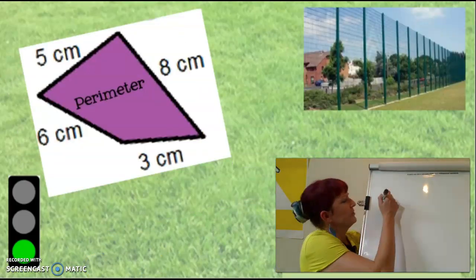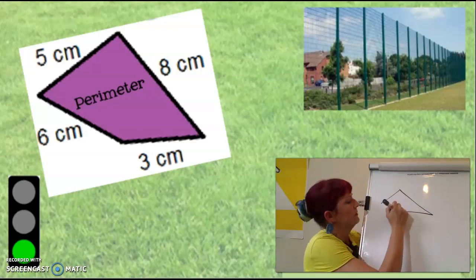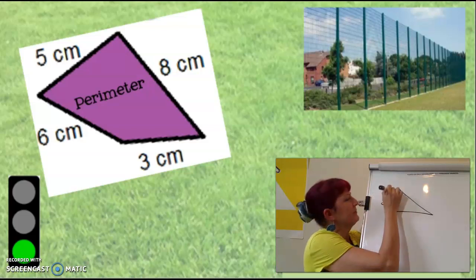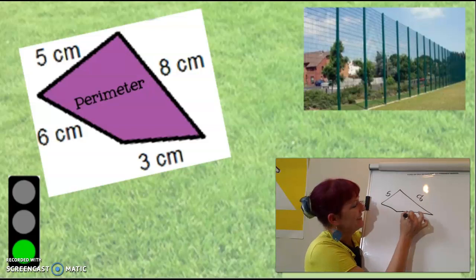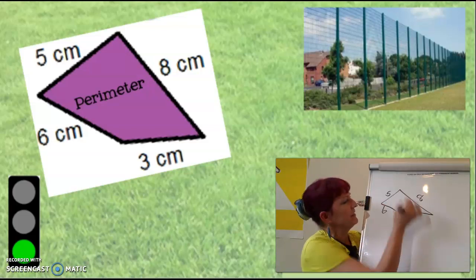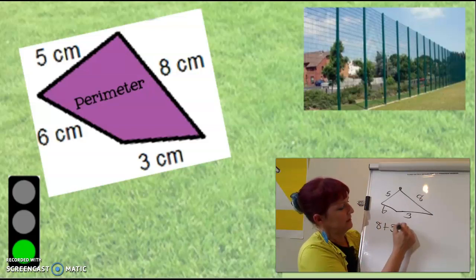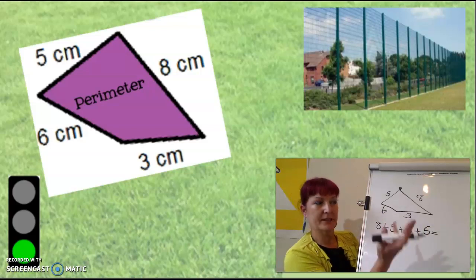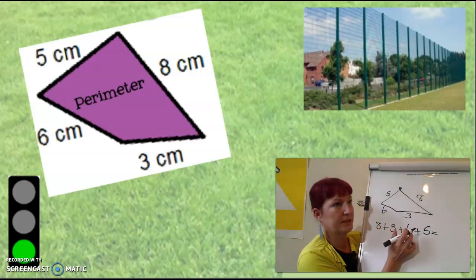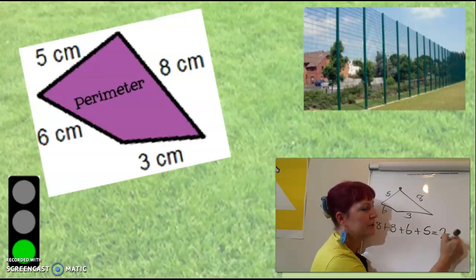Ooh, nice funny old shape here. I'm going to draw it. My drawing doesn't have to be accurate. I should put "not to scale" next to it. 3 and 6. Right, so I'm going to start here. 8 plus 3 plus 6 plus 5. Let's do it together. 8, 9, 10, 11. 11 plus 6, 17. 17 plus 5, 22. 22 centimetres.